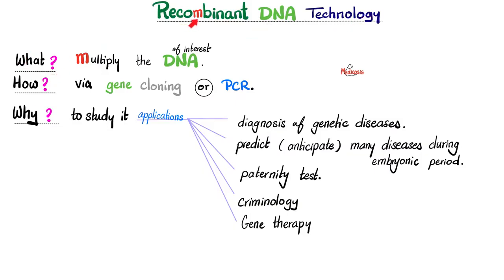Today's topic, recombinant DNA technology. What's that? Basically, we're multiplying the DNA of interest, as many copies as you want. How do you do it? Gene cloning or polymerase chain reaction? Why should I multiply the DNA of interest? Because we can use this to diagnose genetic diseases, predict many diseases even in the womb, paternity test, who's your daddy, criminology, who's the perpetrator, and gene therapy.